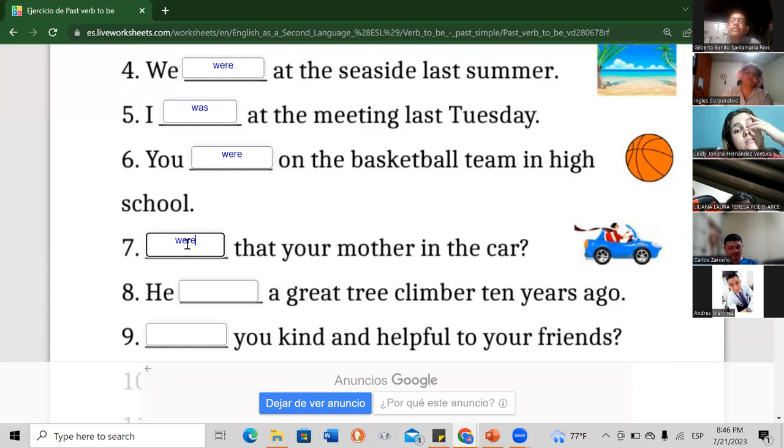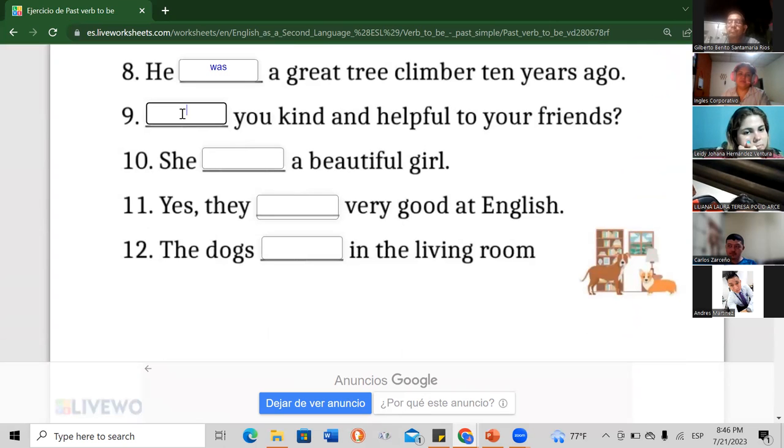Teacher. Was that your mother in the car? He was a great tree climber 10 years ago. Were you kind and helpful to your friends? She was a beautiful girl. Yes, they were very good at English. The dogs were in the living room.